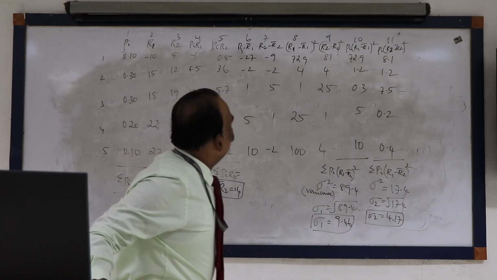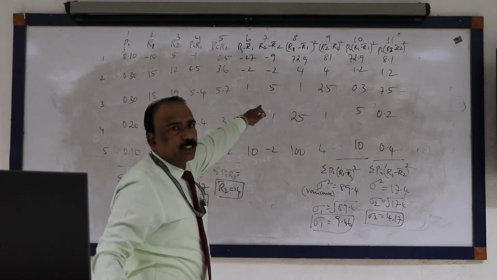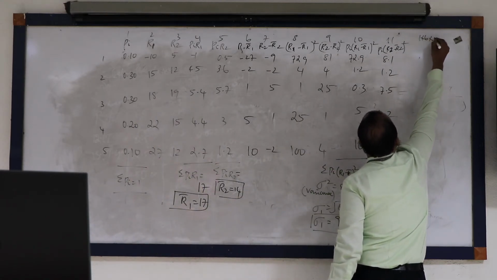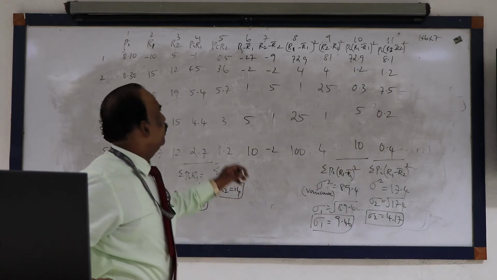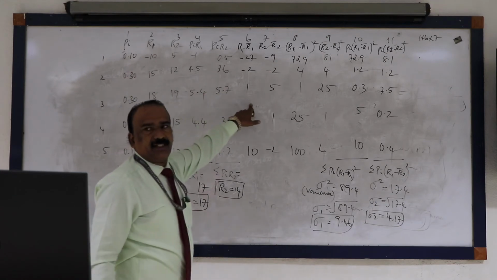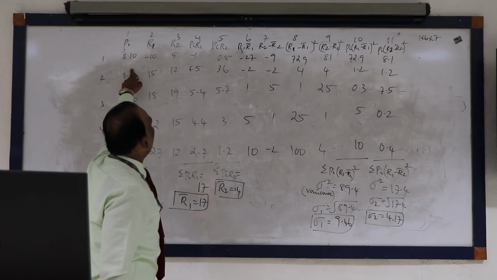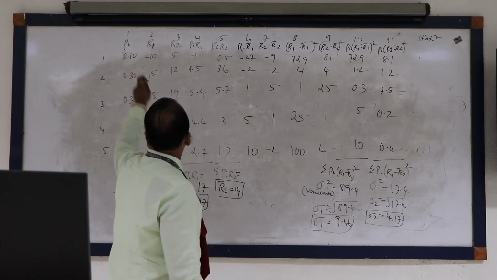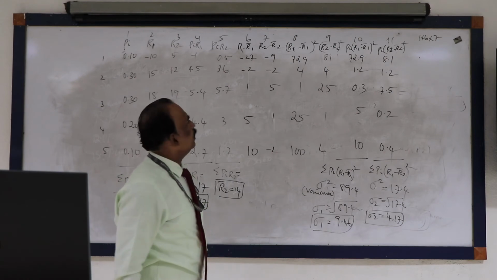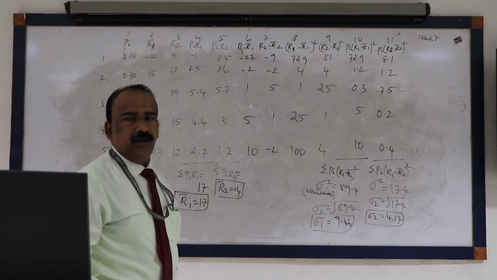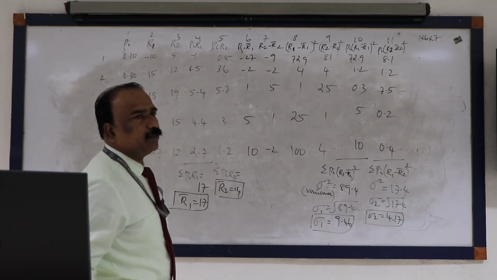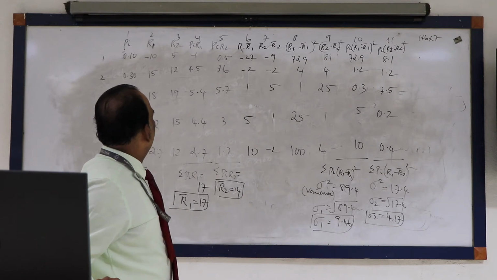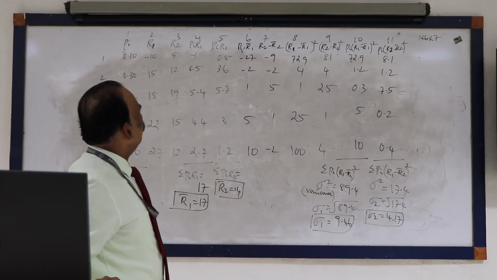Covariance is equal to pi multiplied with the deviations. That is, multiply probability with the deviations. That is 0.1 into minus 27 into minus 9. Okay? How much comes? 0.1 into minus 27 into minus 9 is 24.3.